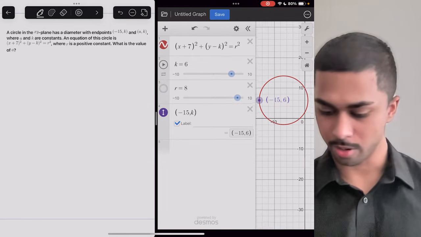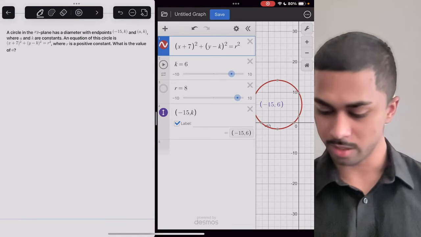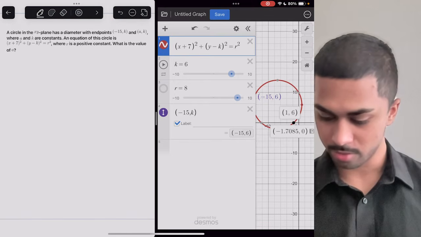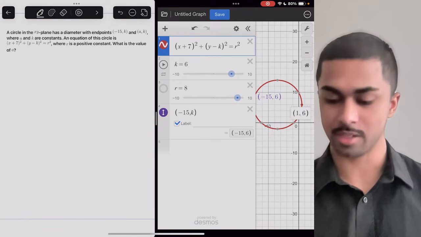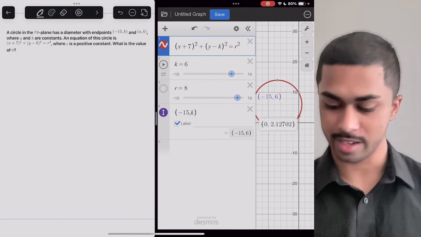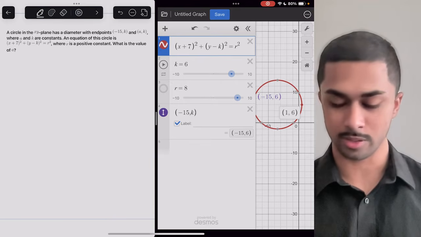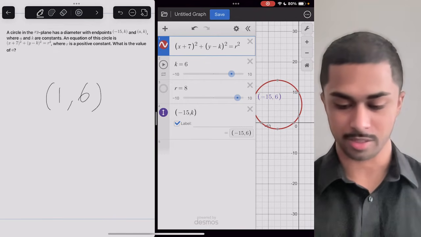Okay, what do we do from here? Well, since we're looking for the other endpoint, we can simply place our cursor along this circle and it snaps into place. Do you see how it snaps into place at the other endpoint? Desmos always does this. So the other point is 1, 6.